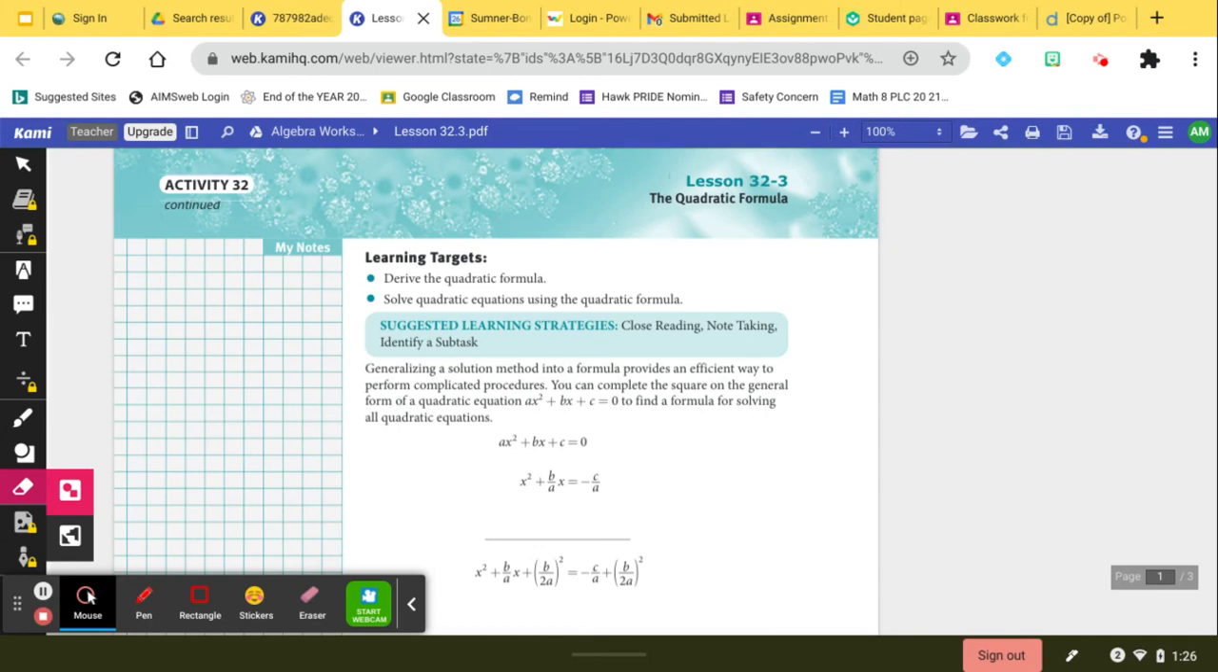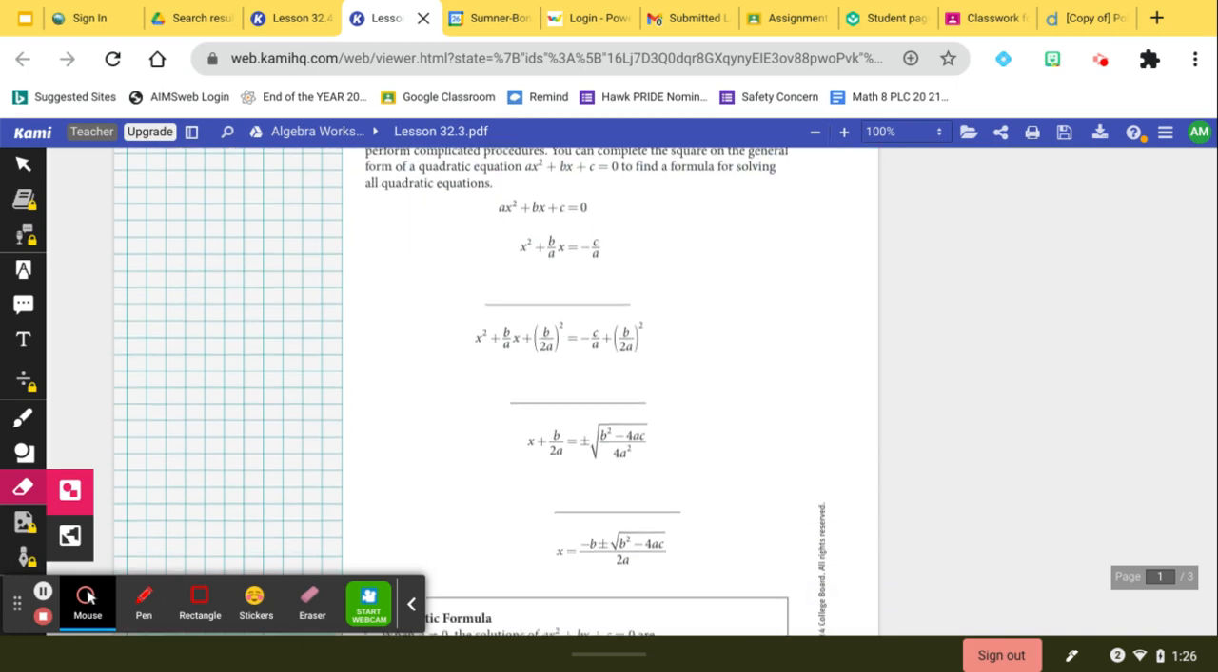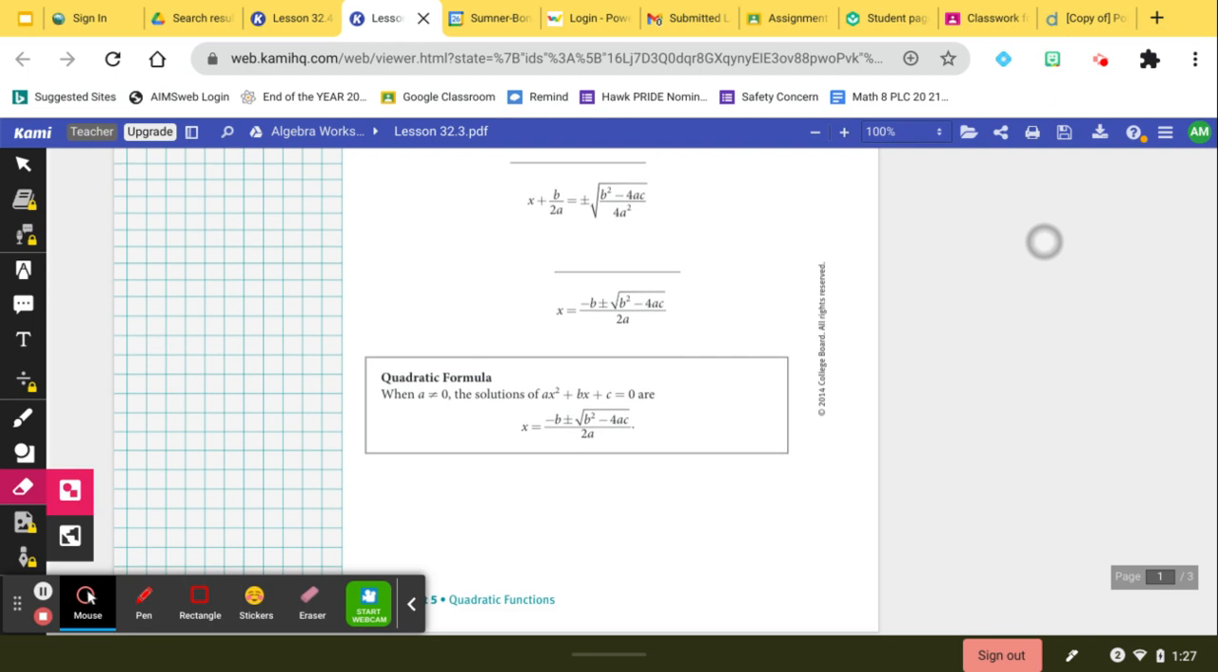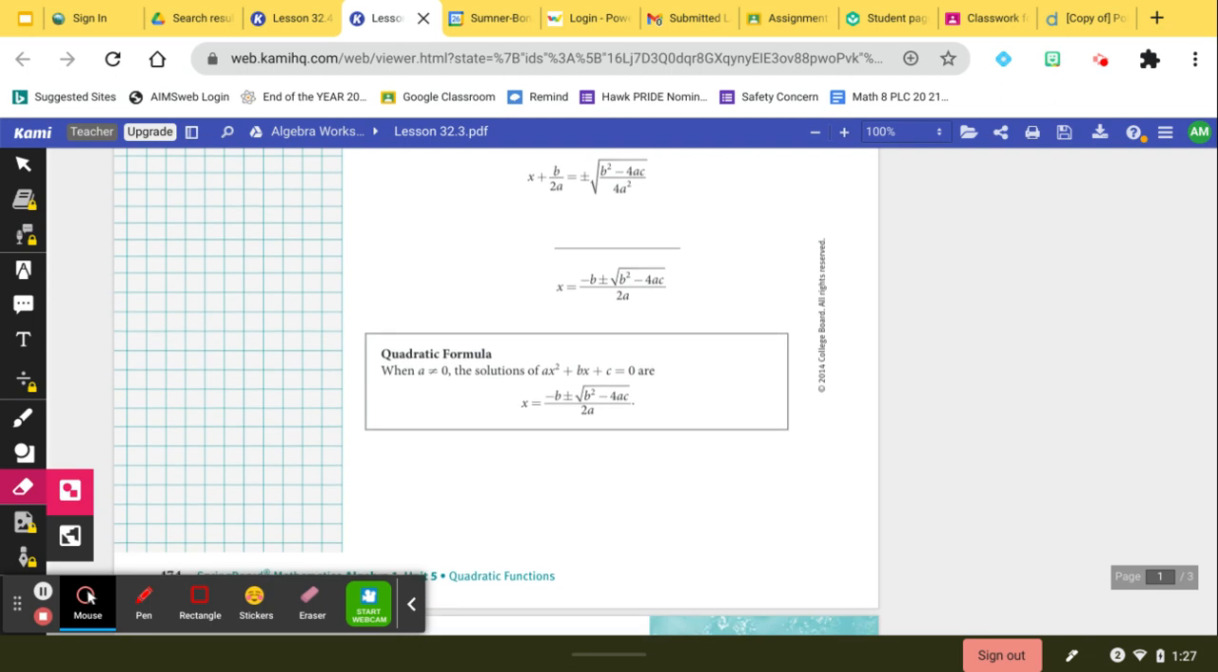All right, this is lesson 23.3, where we are going to be solving quadratic equations using the quadratic formula. So the quadratic formula will work 100% of the time, and it will be able to tell me what my solutions are if I have solutions, and then it will also tell me if I don't have any real solutions. So the first part of this lesson is just proving the quadratic formula, but we're not going to go through and prove it. What we're going to focus on is how to use the quadratic formula.